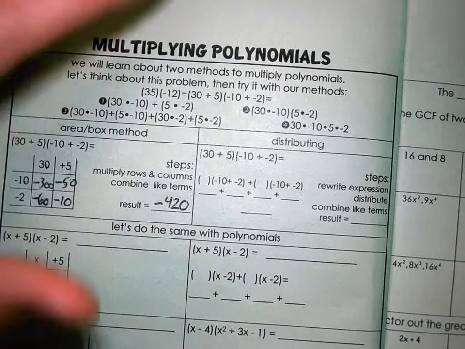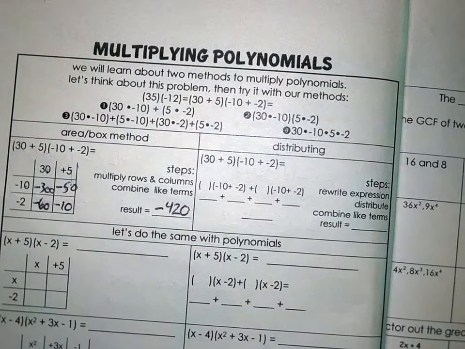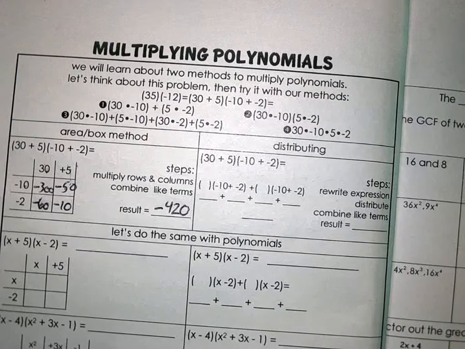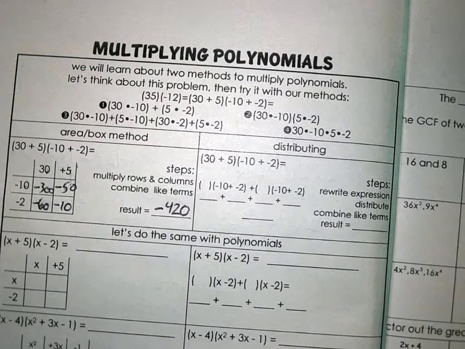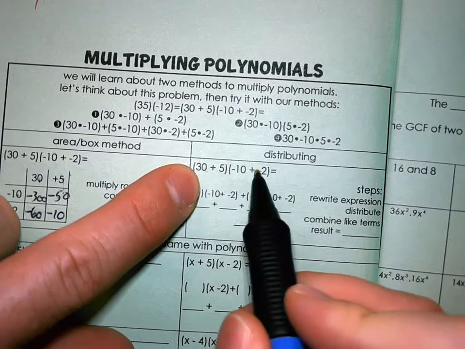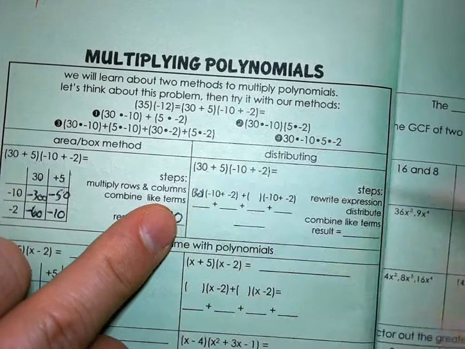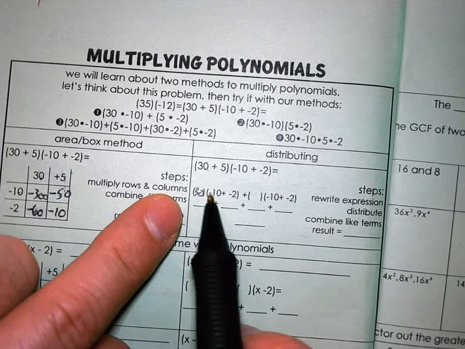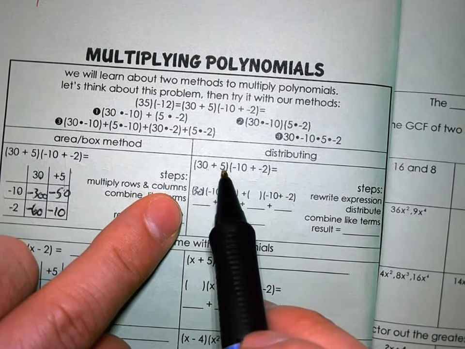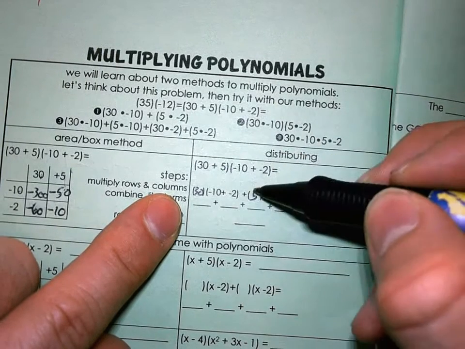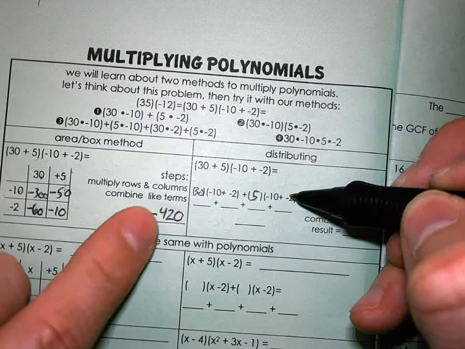Here's the distributing. What we're going to do is take this first part and distribute the first number to the second part. Then we're going to distribute the second number to the second part. So I'm going to distribute 30 to the second part. I'm going to write down 30 right there. See how it's 30 times the second part? Then I'm going to go 5, as if I'm distributing it to the second part.